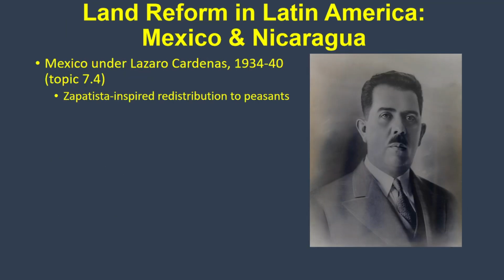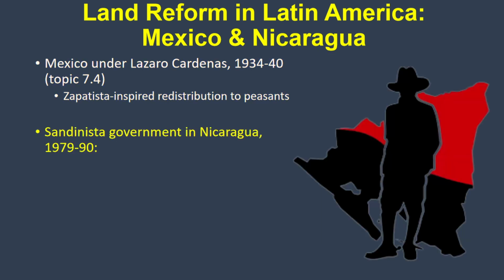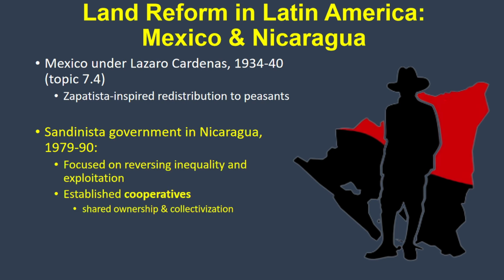In Latin America, we already saw the example of Mexico under Lázaro Cárdenas, who enacted Zapatista-inspired land reforms that also redistributed land to peasants. Land reform was also a major part of the Sandinista government in Nicaragua, which aimed to reverse the inequality and exploitation of the previous regime and establish cooperatives with shared ownership of resources and collectivization of agriculture.